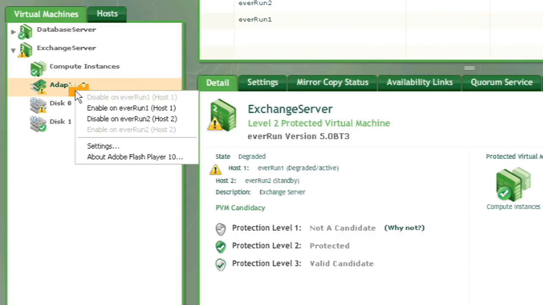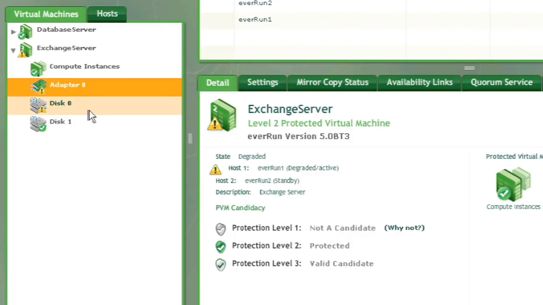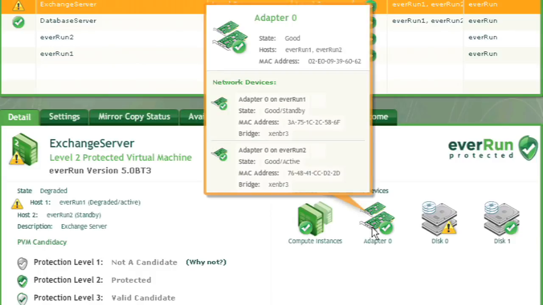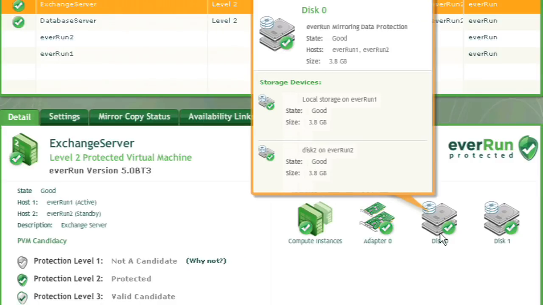Repair is just as transparent and automatic. We'll plug the network cable back in, and we'll replace the disk drive. And everRun will resynchronize the storage and reactivate the primary network automatically, all without any interruption to the application.